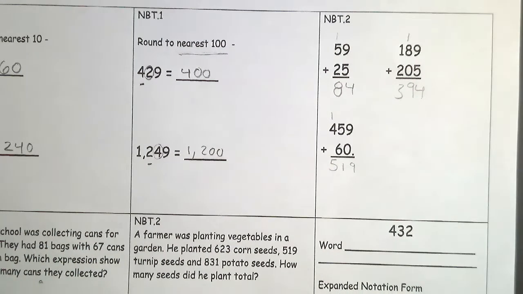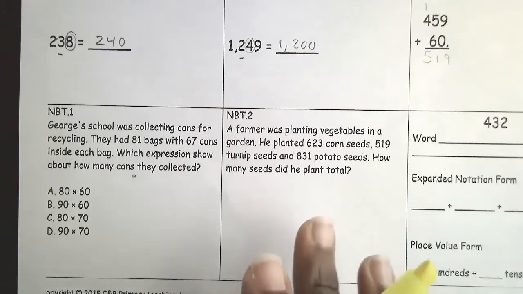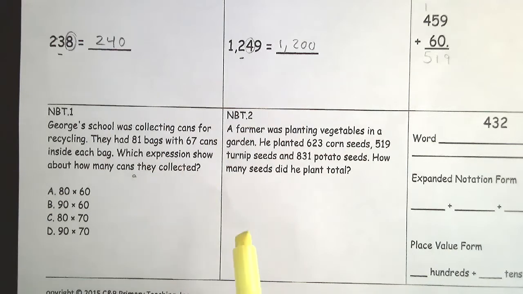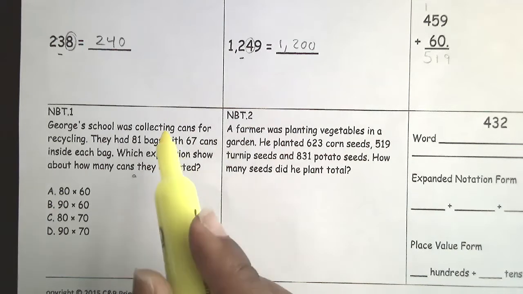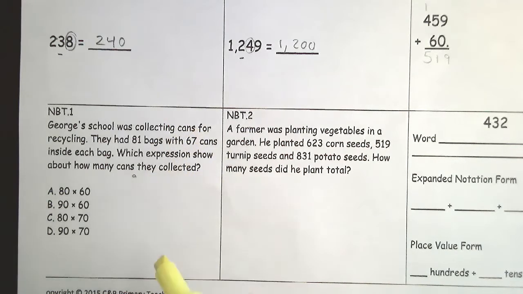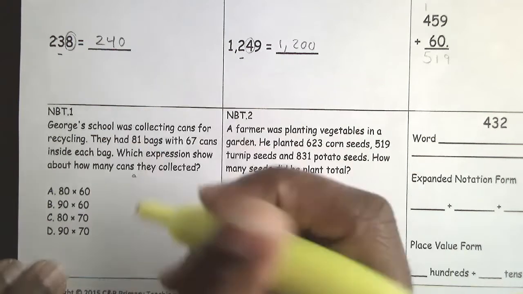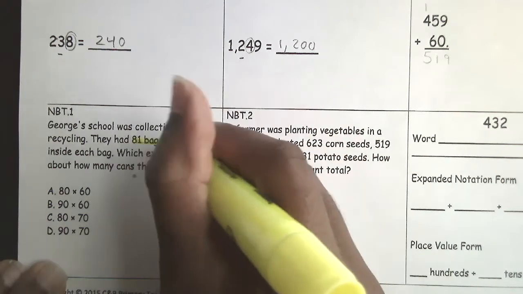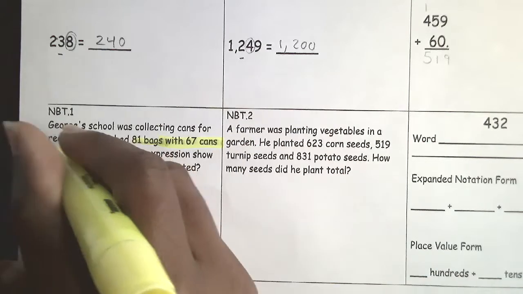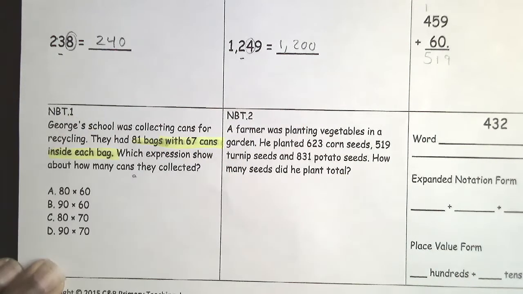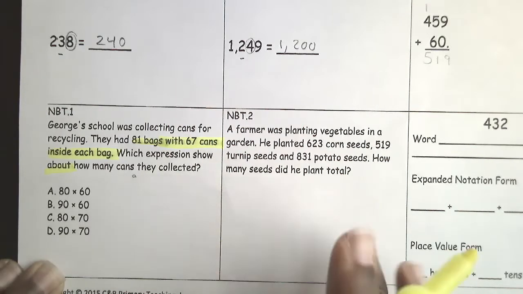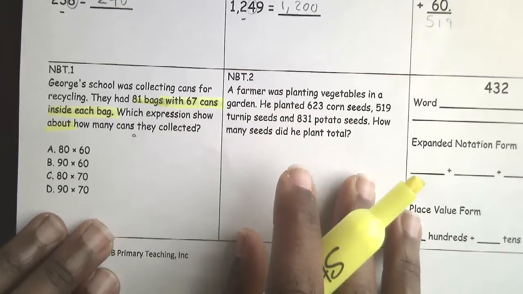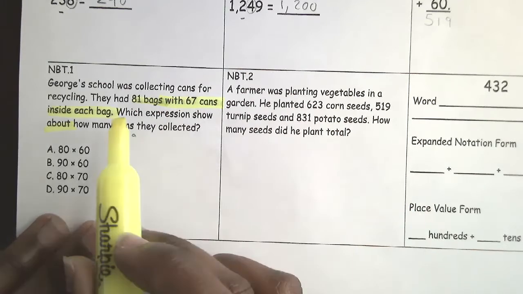All right, let's see. We have a word problem, so I have my highlighter nice and ready. Okay, so it says George's school was collecting cans for recycling. They had 81 bags, okay? 81 bags with 67 cans inside each bag, that keyword each. Which expression shows about how many cans they collected, okay? So we're working with 81 bags with 67 cans inside each bag.